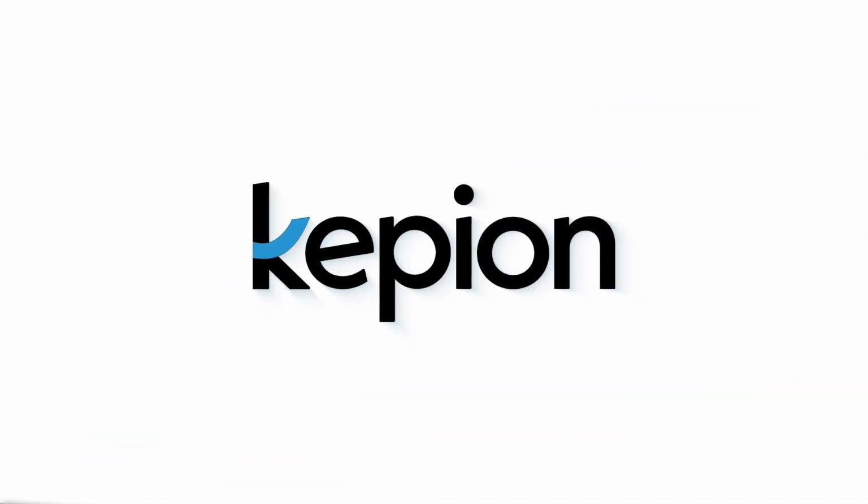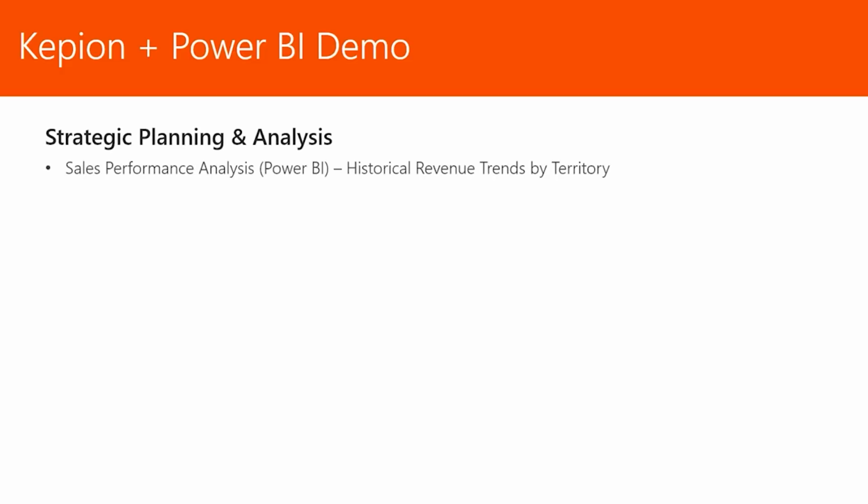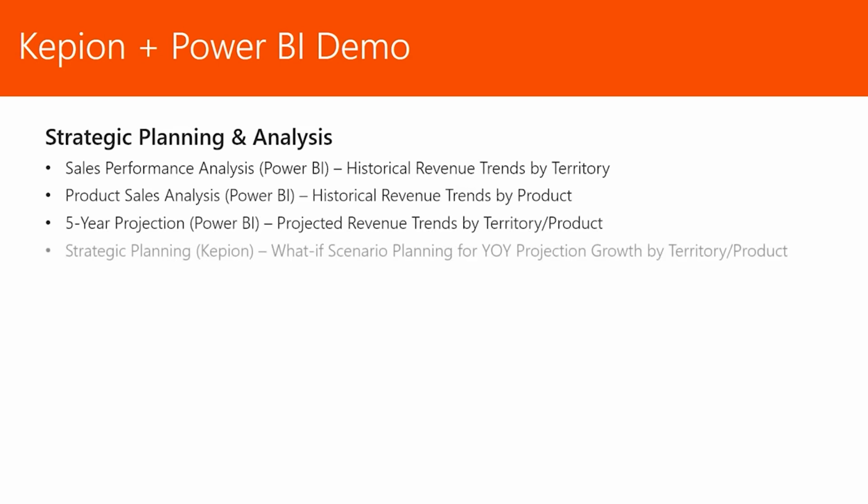In this video, I will be demonstrating the integrated planning and analysis platform with Kepion and Power BI technologies combined. Here we will walk through how a product planning team can run analysis and what-if scenario planning for new markets and product introductions and set strategic goals while doing so.